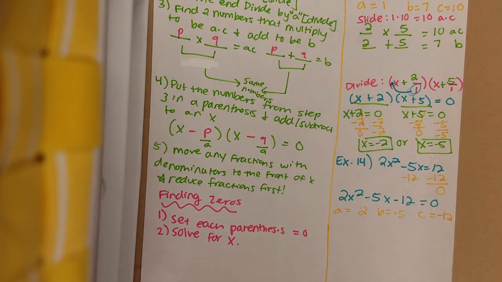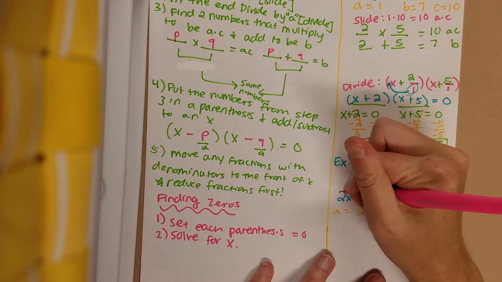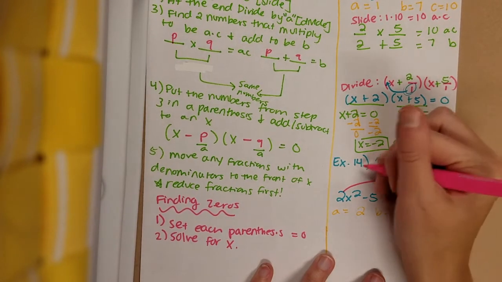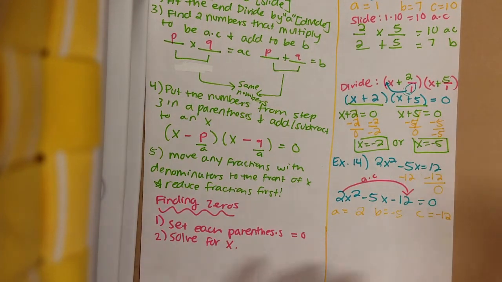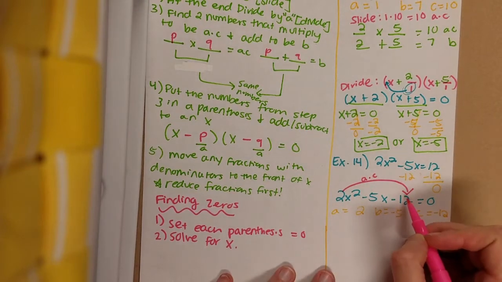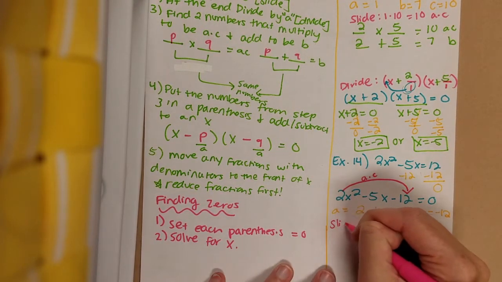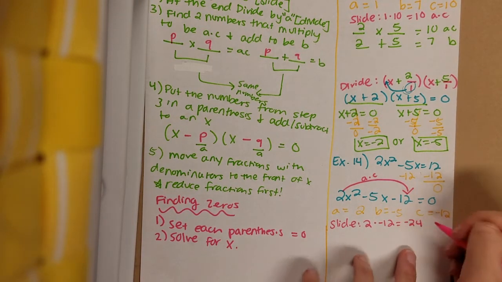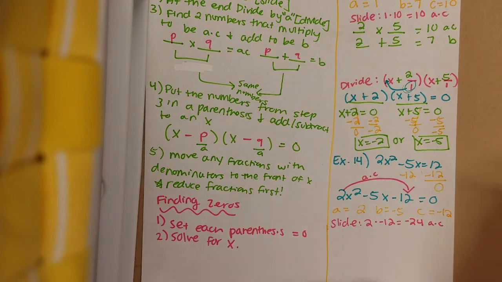Alright guys, so since I know my a, b, and c, let's start sliding and dividing. So we're going to slide the 2 to the negative 12, the a to the c. So this is a times c, my slide. So we slide the a over, so my slide will be 2 times negative 12, which is negative 24. So this is our a times our c.